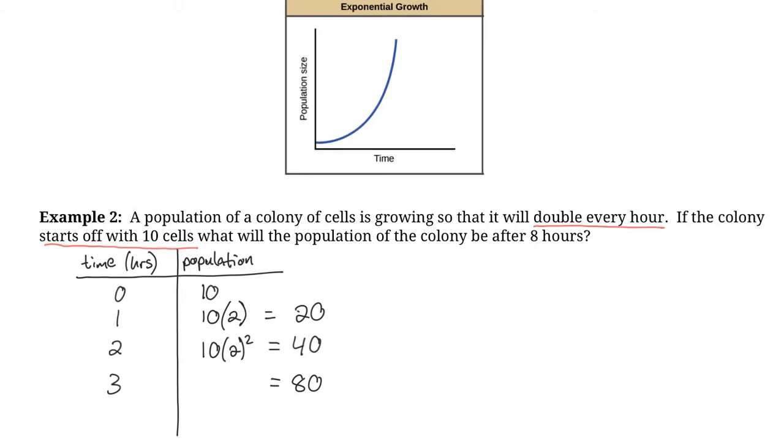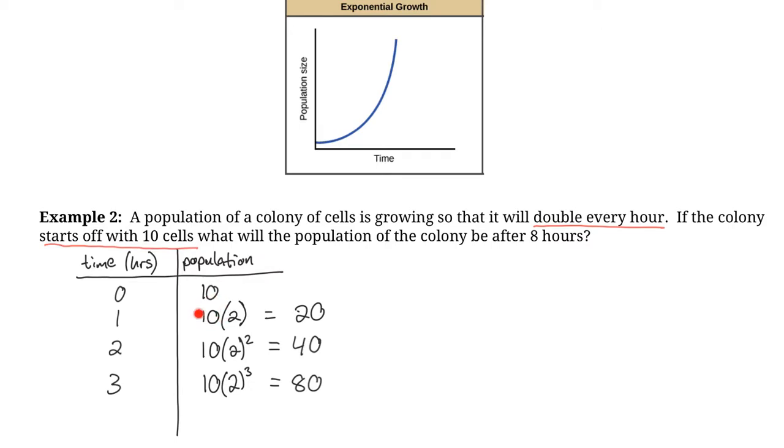But how would we do that if we were to use a formula or use what we started with in the beginning? Well, we would take our 10, multiply that by 2, multiply by 2 for a second time, and then for a third time. So that's just 2 to the power of 3. And you can see that we've actually come up with a formula here to model this.